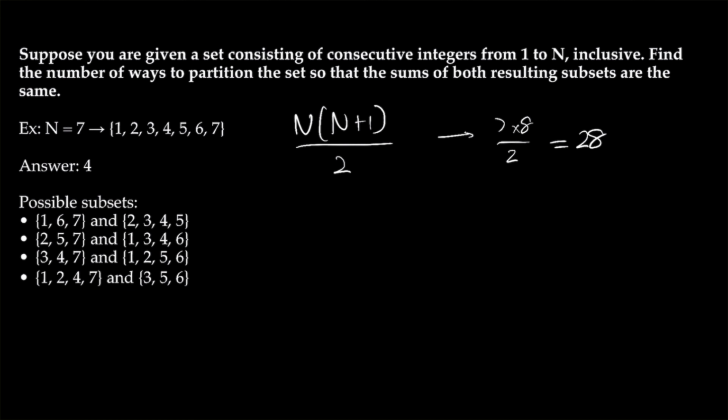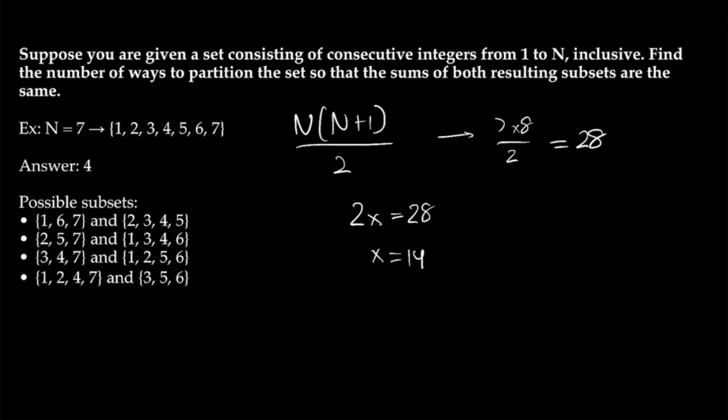Now, if we want to split our total set into two sets of equal sum, then both subsets have to add up to 28. And if they're equal sum, then we have 2x equals 28, where x represents the sum of the elements in each subset, and so x equals 14. So we note here that the sum of each subset must be 14.